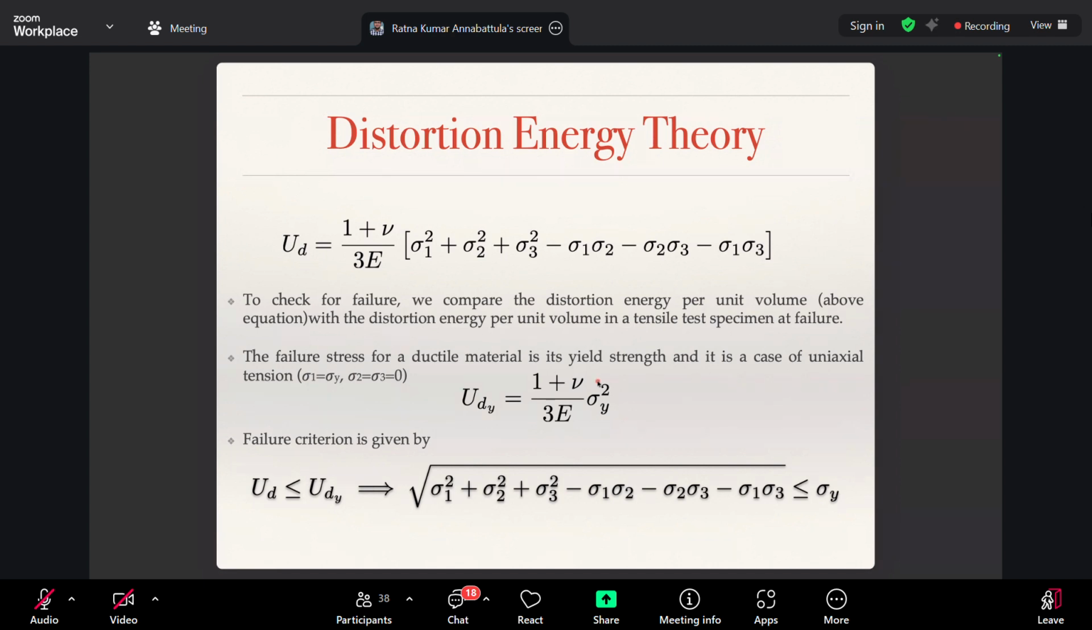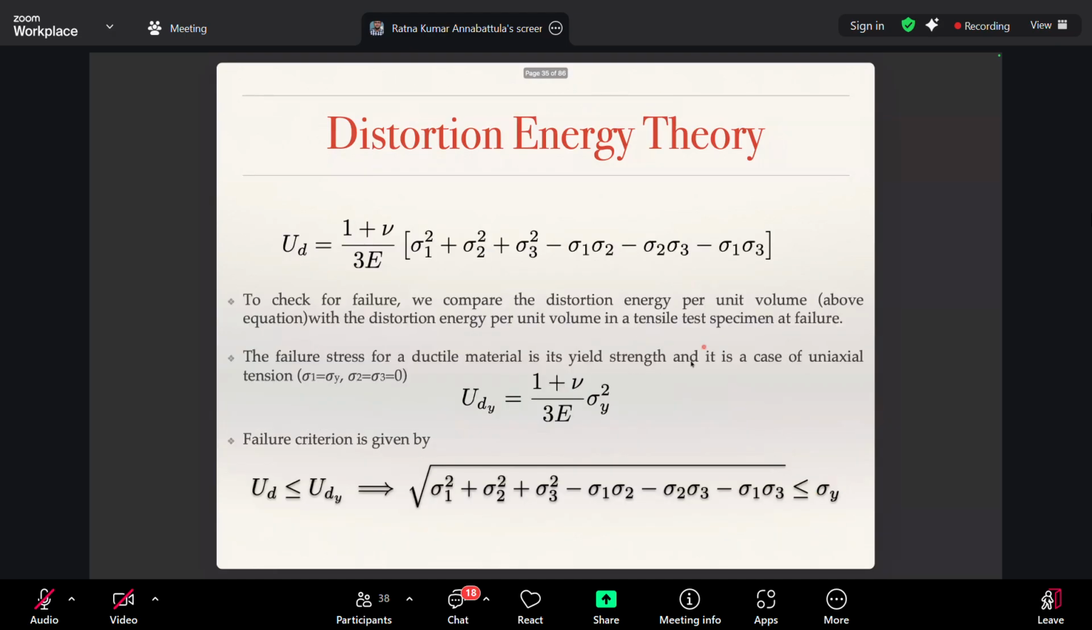So when will a material which is subjected to a three-dimensional state of loading plastically deform? When this energy becomes equal to this energy, that is when it plastically deforms. Or it is safe as long as UD is less than UDY. So the failure criterion is UD less than UDY, and you plug that in. So this is the condition. When this value is less than sigma y, then the material is safe. That means the material is in an elastic state. It is not plastically deforming. The moment it is equal to sigma y, that is when it plastically deforms.